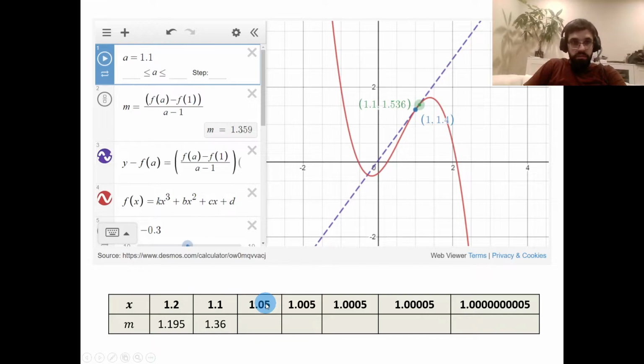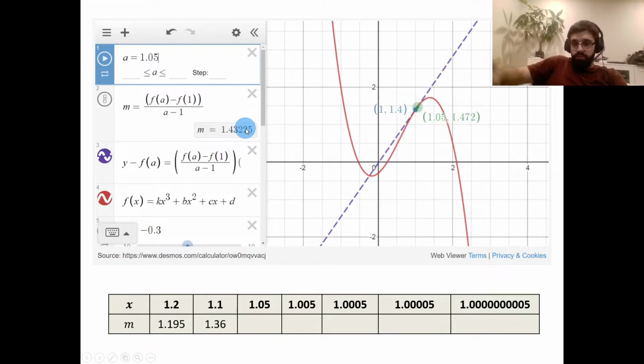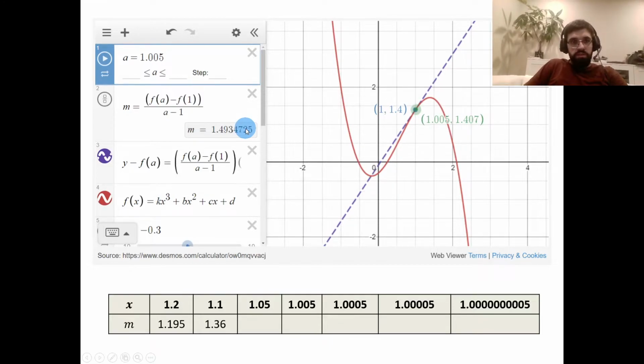At about 1.05, we see our slope's going to get higher. If I go 1.005, it's higher but not as much higher. It's still 1.493. If I add another 0, 1.499, keep adding zeros, I'm going to see that our slope is kind of reaching its limit. So in this case, we're approaching a slope of 1.5.